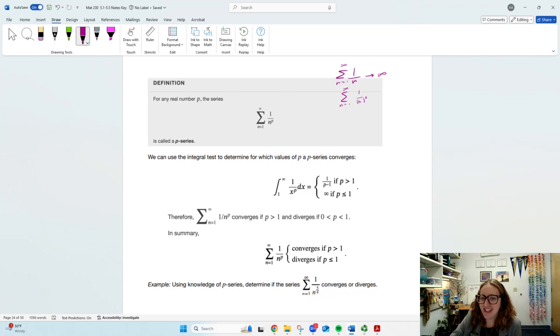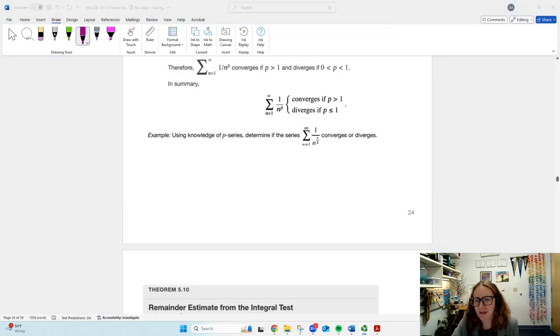That feels funky. This does converge, and we can show that via the p-test. So like this last one, our p-value would be 5/4. That is something bigger than 1, so we know that this is going to converge because my denominator is going to get big fast enough.